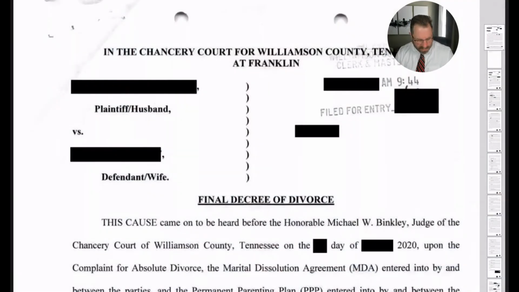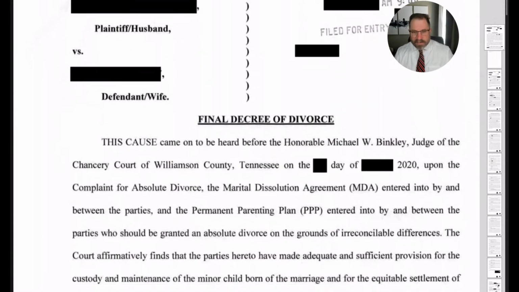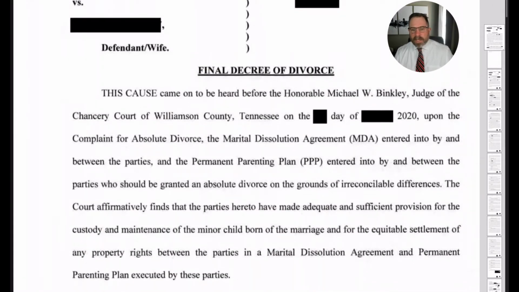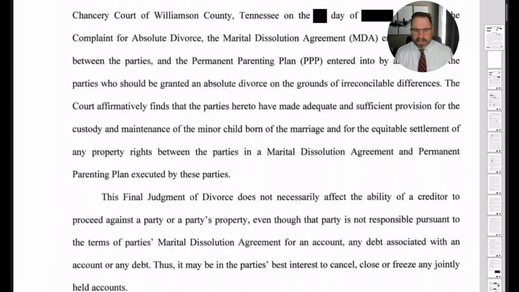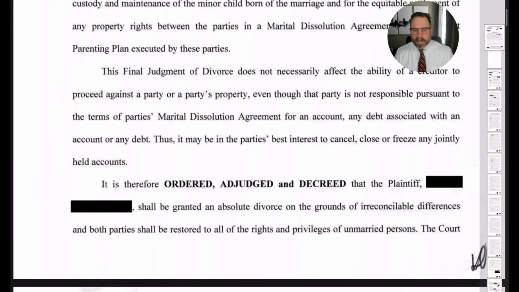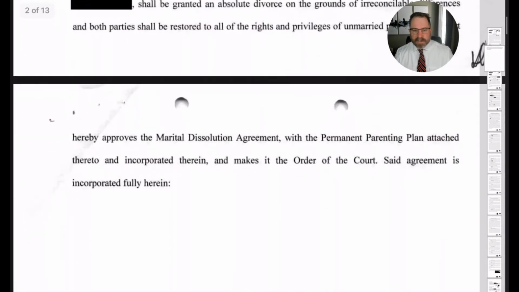All right, so this is a sample final decree of divorce. This is what the judge actually checks out. In this case, these parties had a child as well. I will cover permanent parenting plans in another video, as well as go into some of the details of some of the elements of this marital dissolution agreement.